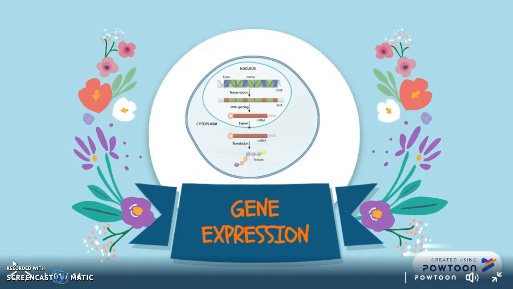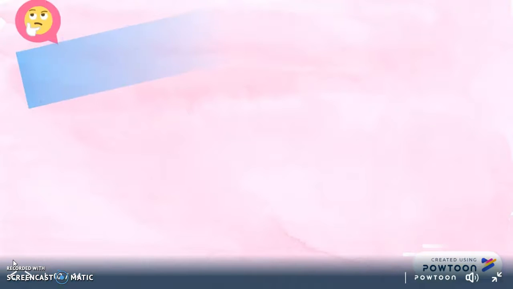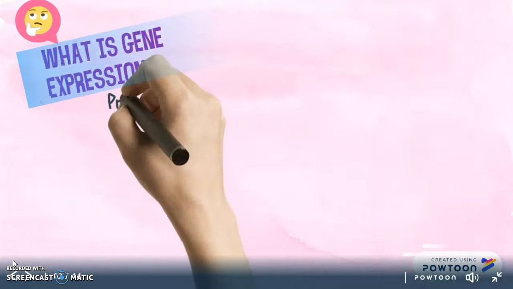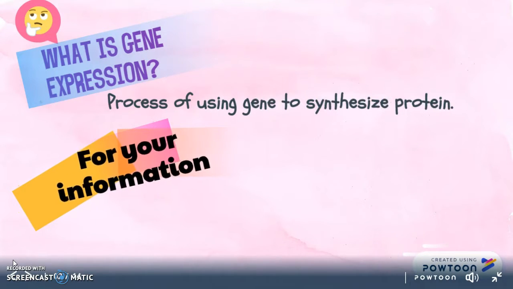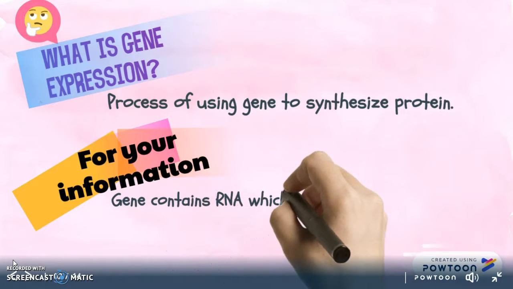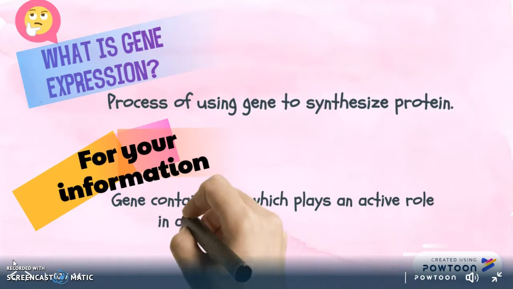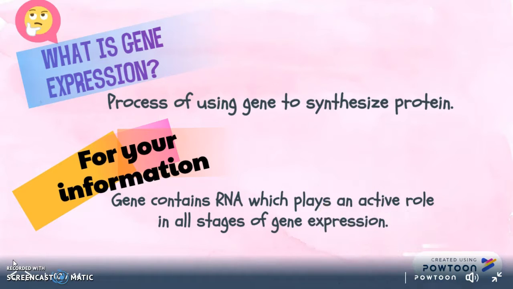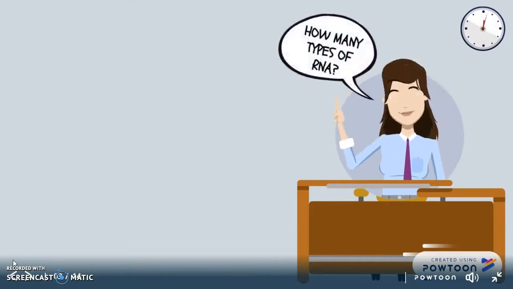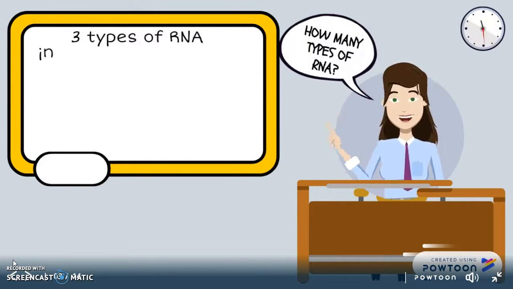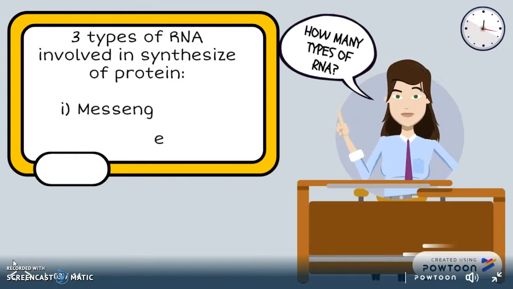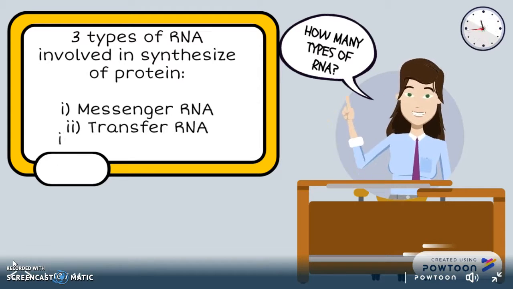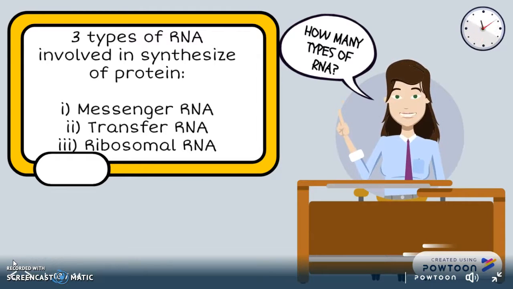Gene expression. What is gene expression? It is a process of using genes to synthesize protein. For your information, genes contain RNA, which plays an active role in all stages of gene expression. There are three types of RNA involved in the synthesis of protein: messenger RNA, transfer RNA, and ribosomal RNA.